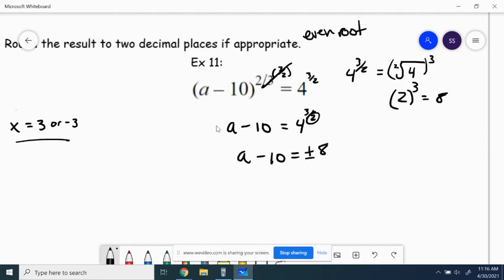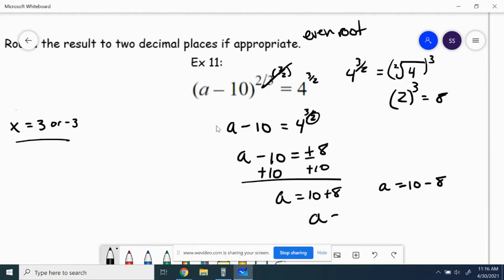All right, so we're going to get a by itself by adding 10. So we're going to have two answers. It's going to be a could equal 10 plus 8, or a could equal 10 minus 8. So a could equal 18 or 2.